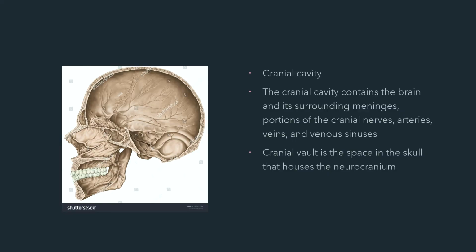We have discussed the 8 cranial bones, and these bones fuse together to form a cavity. This cavity holds the brain, and it's also known as the cranial cavity. It contains the brain and its surrounding meninges, portions of the cranial nerves, arteries, veins, and venous sinuses. The cranial vault is the space in the skull that houses the neurocranium.